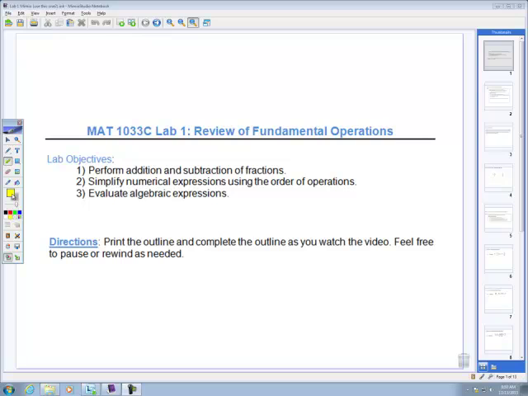Hello, and welcome to a lab reviewing fundamental operations in intermediate algebra. In this lab, we're going to look at three main mathematical concepts that will be fundamental for your success in the remainder of this course.